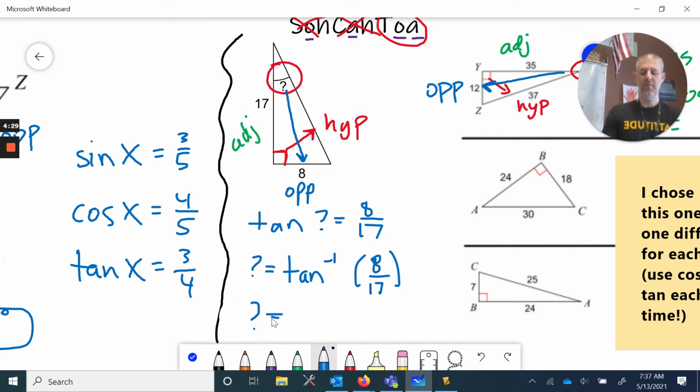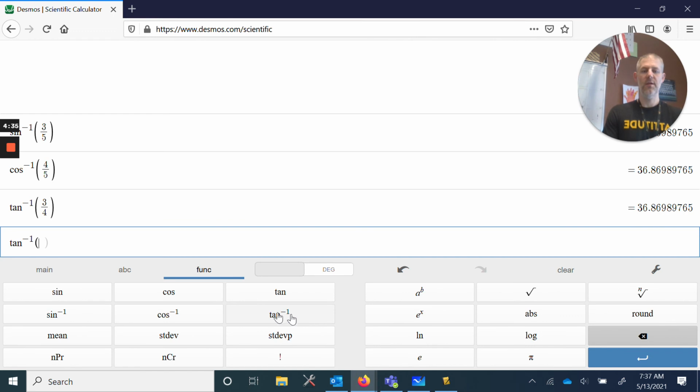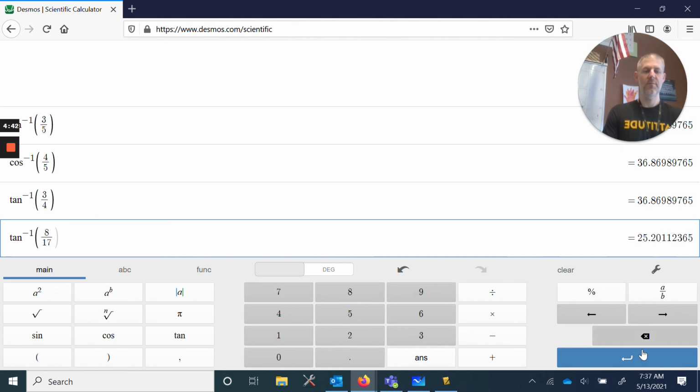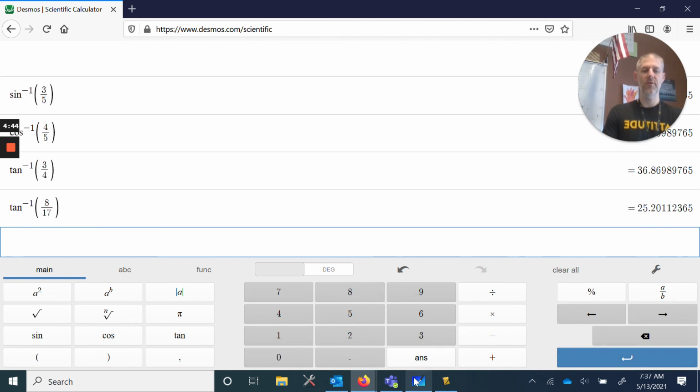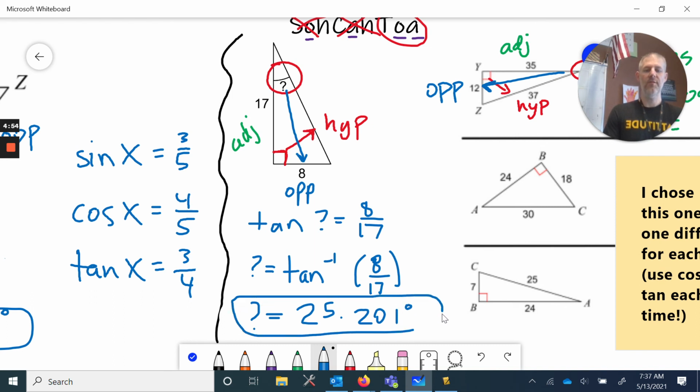So I'll go over and type in arc tan of 8 over 17 in my calculator. So function, we need arc tangent or inverse tangent. And then 8 divided by 17, boom, 25.201. So that means this question mark angle is 25.201 degrees.